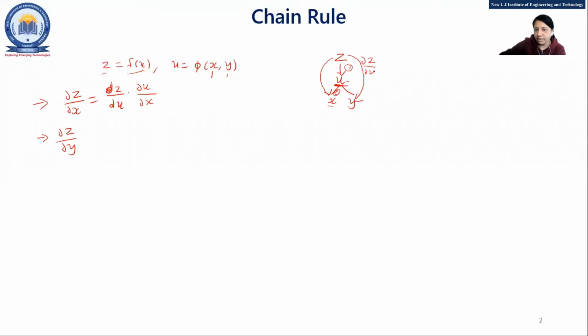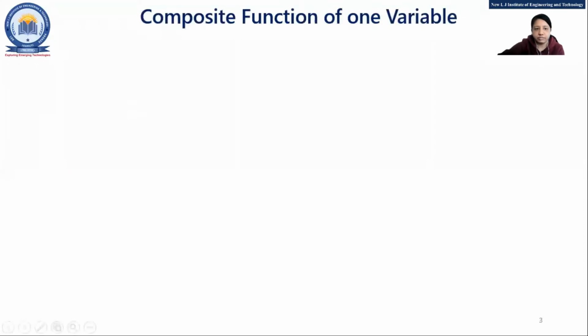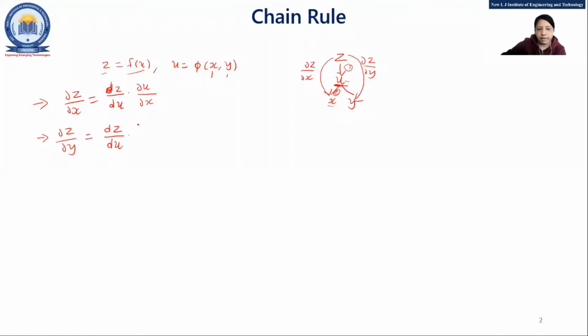Del z by del y. This is del z by del x. So if you want to find that, the first one is this, right? Z to u. That means z depends upon u. So when there is only one variable, use the ordinary dz by du into del u by del y. Okay, because u will depend upon two variables.